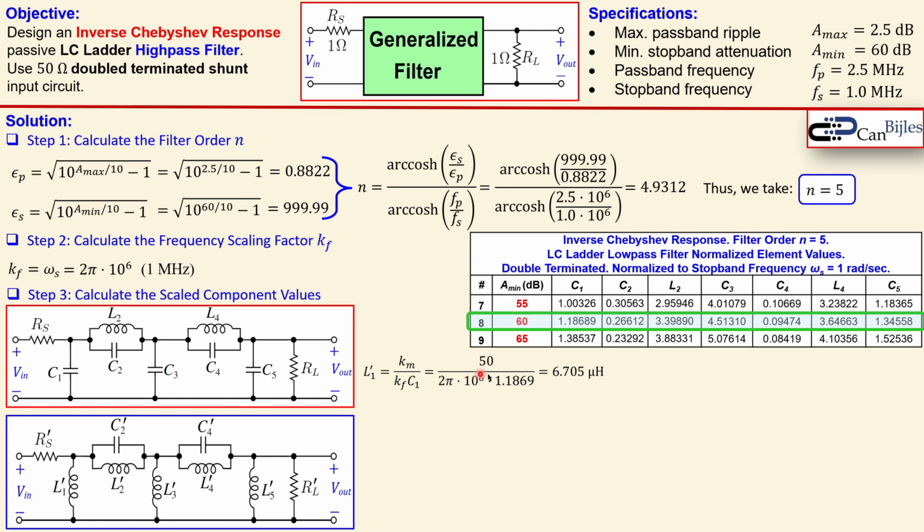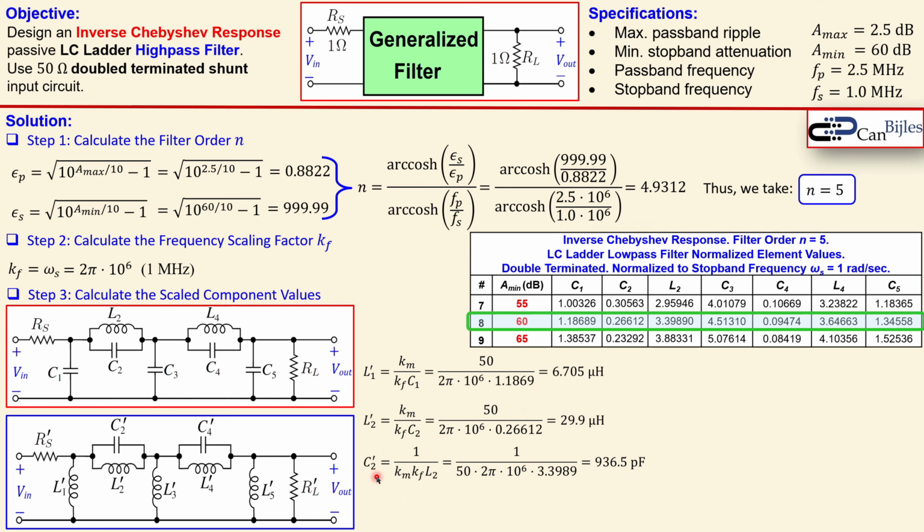That is our magnitude scaling factor. The Kf was 2 pi times 10 to the power 6. You see all these things here. So that will then give us this value of 6.705 microhenries. L2 in a similar form, but I'm only looking at the C2, and C2 is here, 0.26612. That's shown here, and then you will get approximately 30 microhenries.